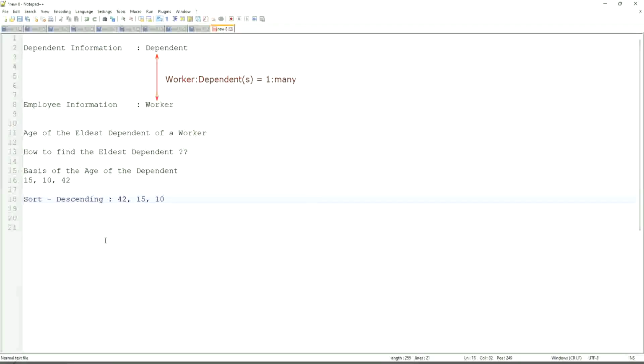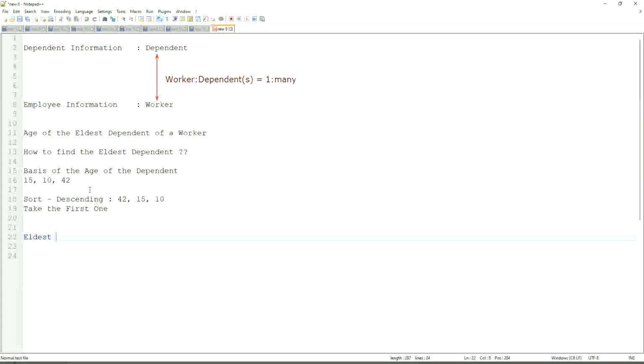And then what would you do? Take the first one. So sort descending, take the first one. That is equivalent to the eldest. Right. This is the eldest.